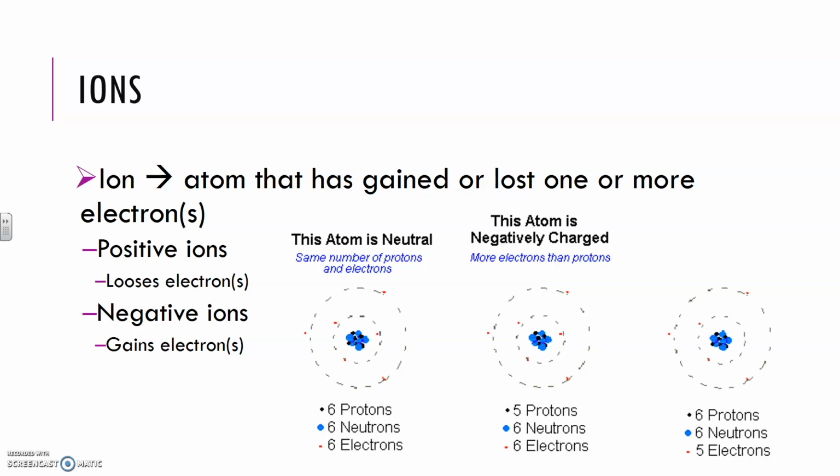And here, now we're back to our original element. So we have 6 protons, 5 electrons. So it's a positive 6 plus a negative 5. So you have a positive 1 charge. You have more protons than electrons.